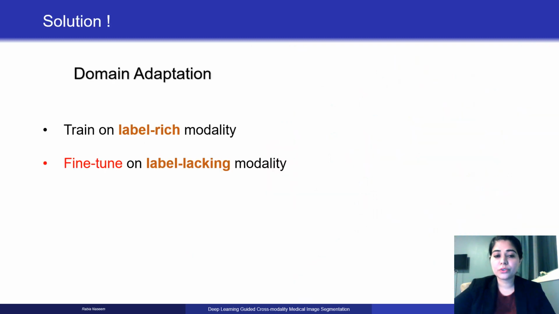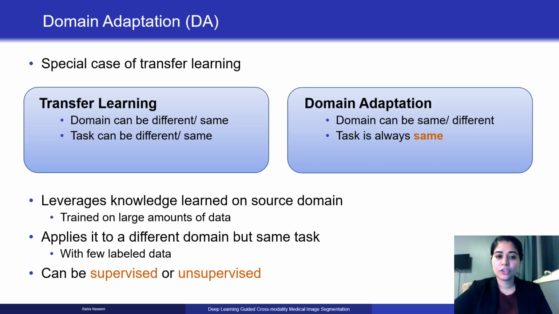So a possible solution proposed by some researchers is domain adaptation. The concept of domain adaptation is to train the network on label-rich modality and fine-tune it on label-lacking modality. Domain adaptation is a special case of transfer learning. However, some differences exist between transfer learning and domain adaptation. In case of transfer learning, the domain on which network is trained and the domain on which it is retrained or fine-tuned can be same or different. In case of domain adaptation, this is true as well.